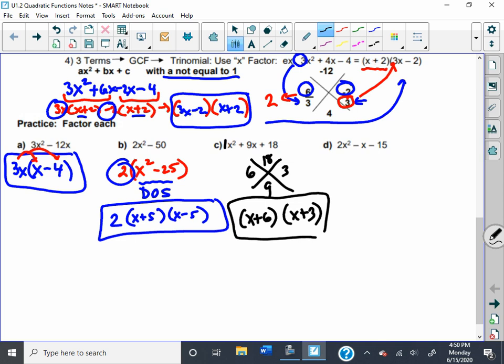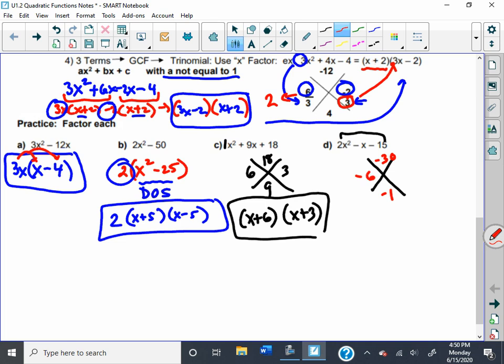All right, and then D, let's see, we have a trinomial. There's no GCF, so we'll go straight to the x. All right, and so again, here we're going to multiply 2 and negative 15 together. That goes on top, that's negative 30. And the middle term is negative 1. So we need two numbers that multiply to negative 30 but add to negative 1.